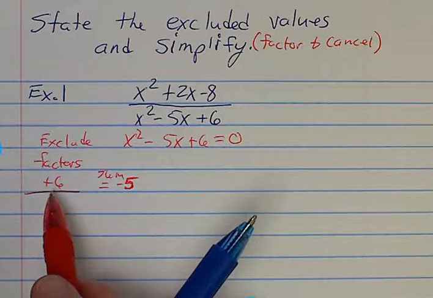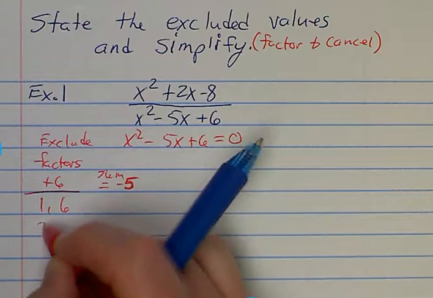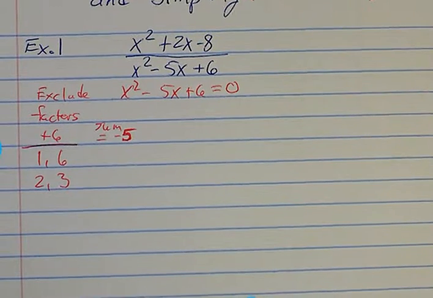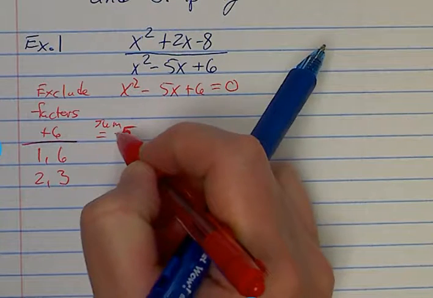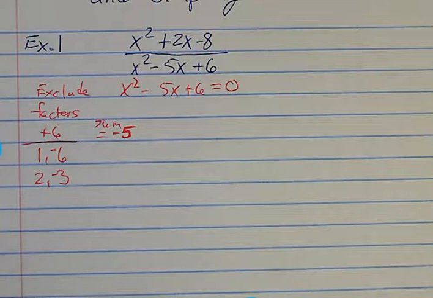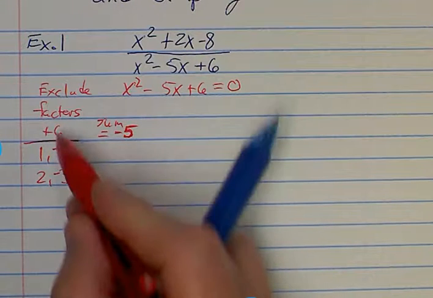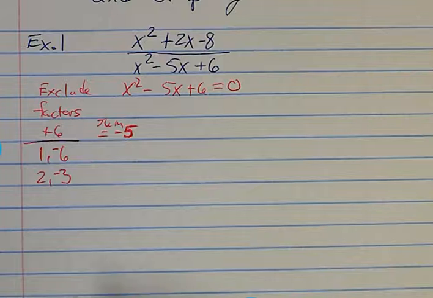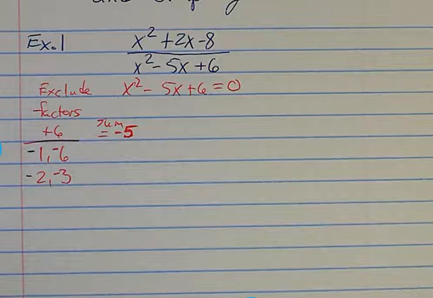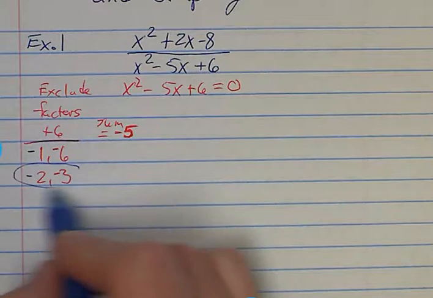So it's the positive 6. Only two choices: it's 1 and 6, or it's 2 and 3. So this is a good one to go back and refresh your factoring. Since that's a negative 5, the bigger number has to be negative. And then we're going to divide those two. If we do positive 6 divided by negative 6, that means the small number has to be negative, because a positive divided by a negative is negative, so both of them have to be negative. So the pair together would have to be negative 5. That's going to be negative 2 and negative 3.